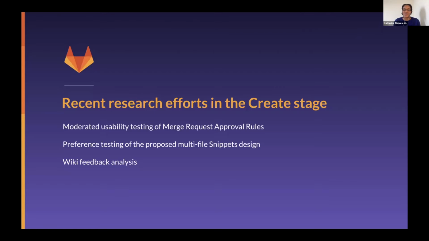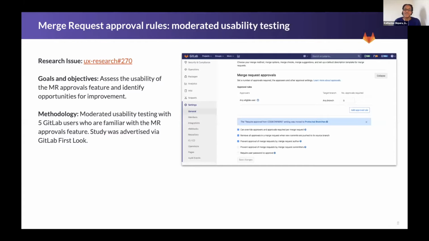I just wanted to highlight some recent research efforts in the Create stage to show an example of the type of research you can do. I'll start off with merge request approval rules. We did some moderated usability testing there.